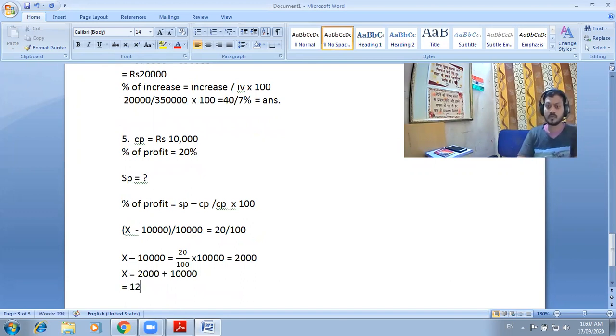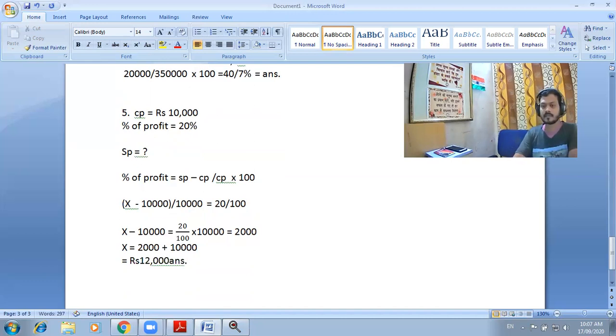12,000. Okay, 12,000 is the actual selling price. So write rupees here, because the unit is needed at the end of the final answer. Okay, the final answer is 12,000, the selling price.